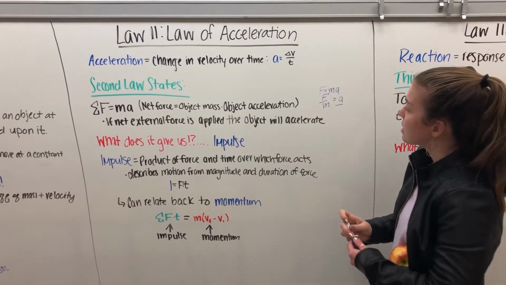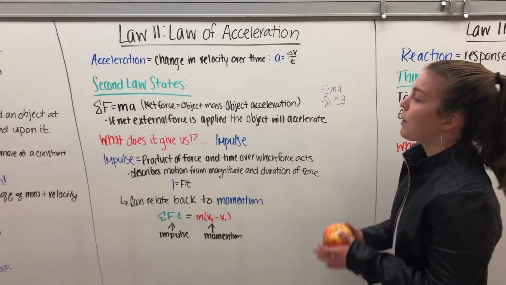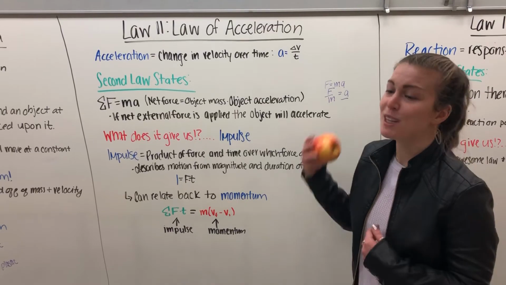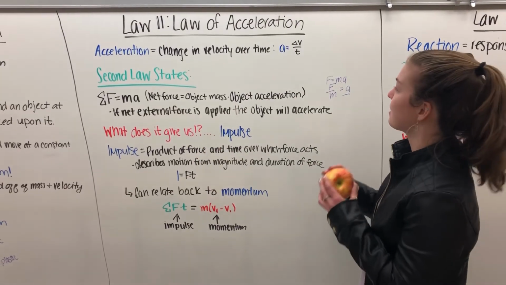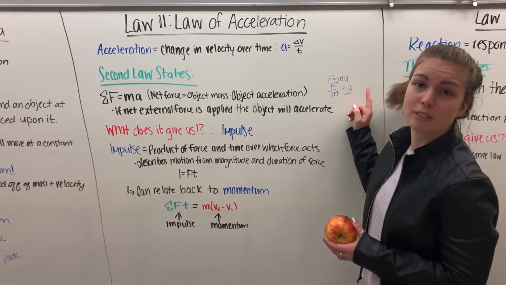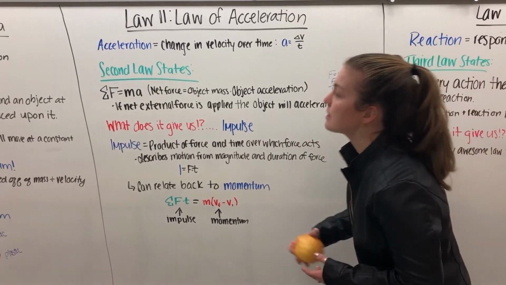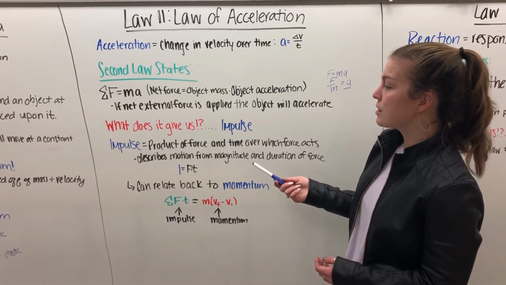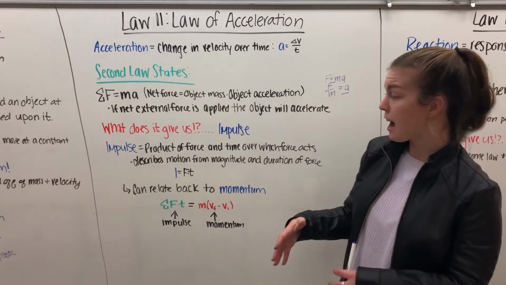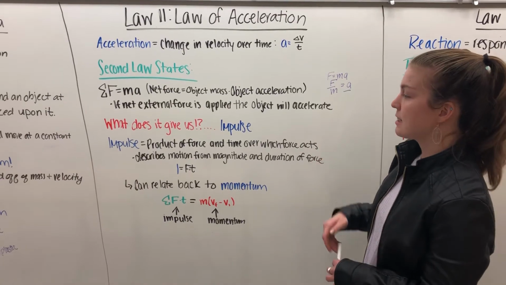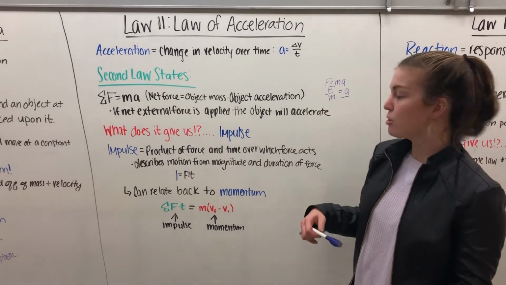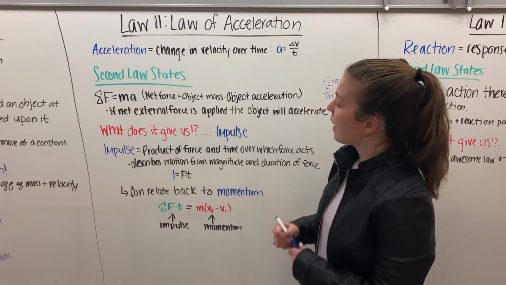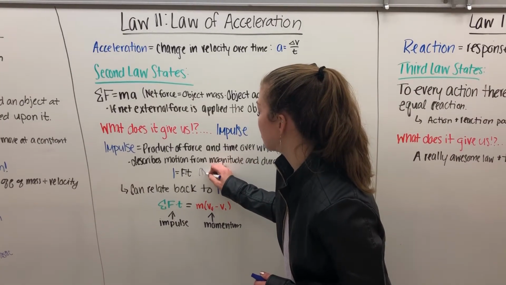Now it's really important to note that if you're going to do this, you have to take the object's mass. So you wouldn't take the mass of me throwing it, you would take the mass of the apple to figure out the acceleration of the apple. So what does this law give us? This law gives us impulse. Impulse is equal to the product of force and the time over which force acts. So this describes the motion from a magnitude and a duration of force standpoint. So I equals F times t, and we measure this in Newton seconds.